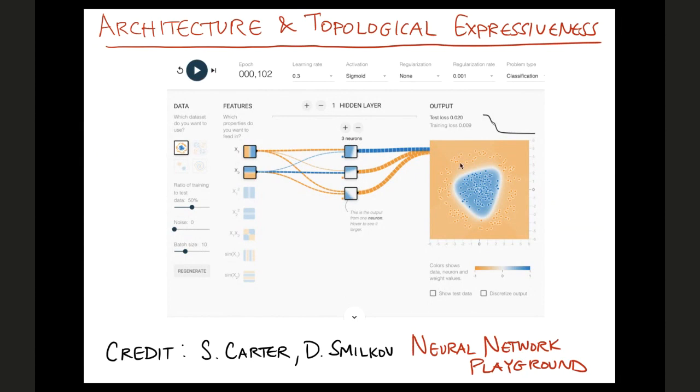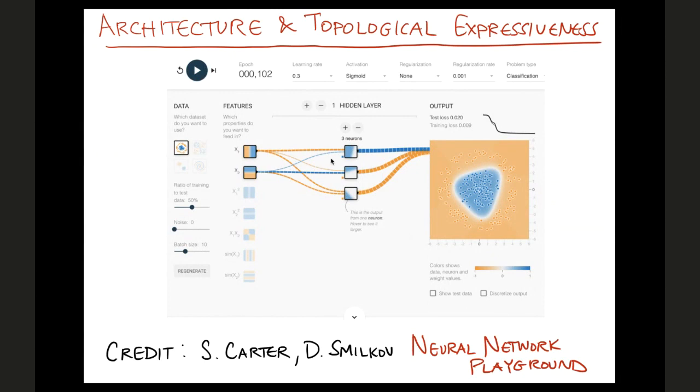This picture, by the way, is taken from something called Neural Network Playground, which was created by two people who I think are at Google, Shan Carter and I think Daniel Smilkov. It's really fun to play around with. You can create a neural network with any of a certain number of activation functions, play around with the hyperparameters, and train it in real time in your browser. It's really fun on these various data sets.